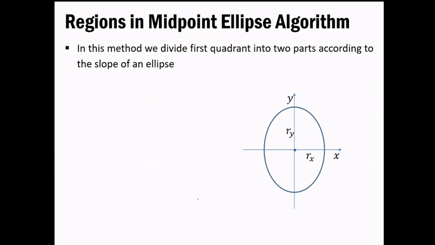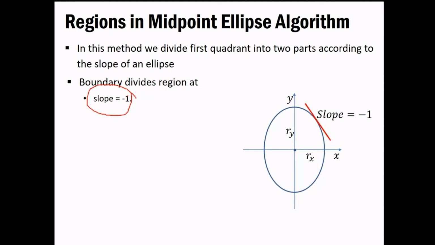Okay, so now these are the things that are with us. In this method we divide the first quadrant into two parts according to the slope of the ellipse. You have to follow this step, you cannot make your own thing. The boundary divides the region at slope equal to -1. So you have to calculate the slope at each and every iteration. If you are getting this kind of slope, then you simply switch from the region, so that you get one division. Then you can proceed further in region 2, because region 2 has different equations.